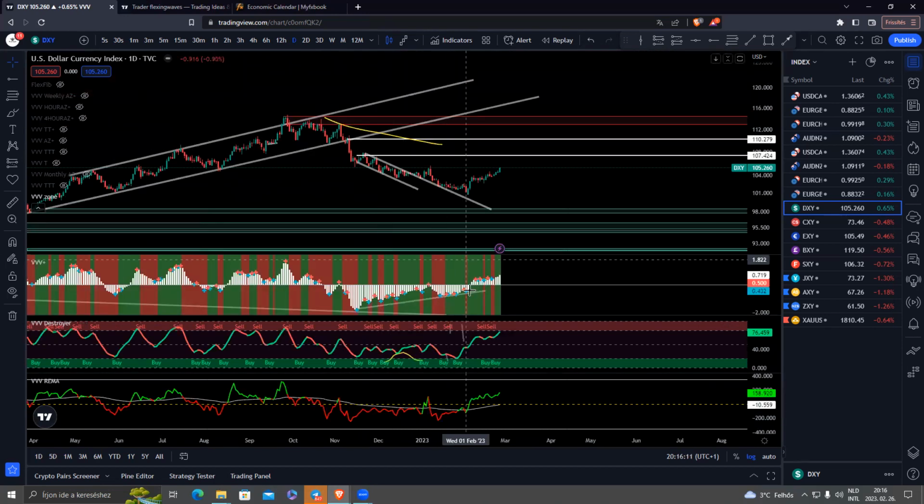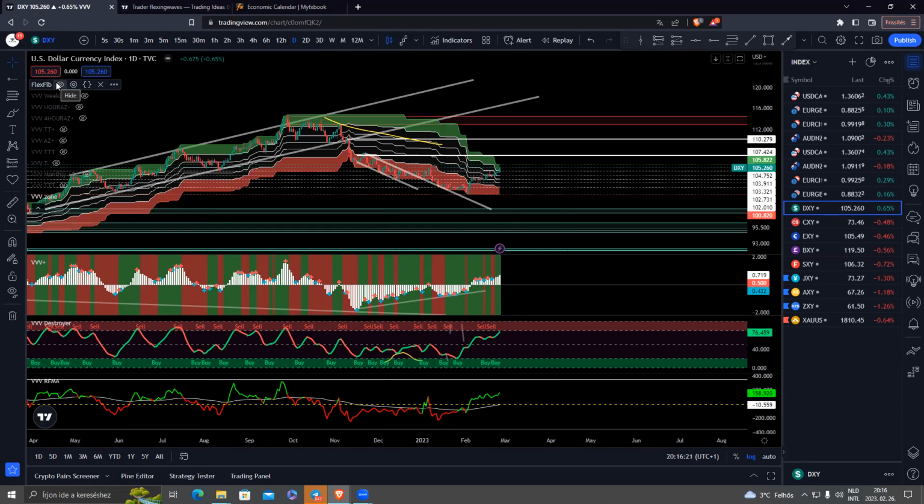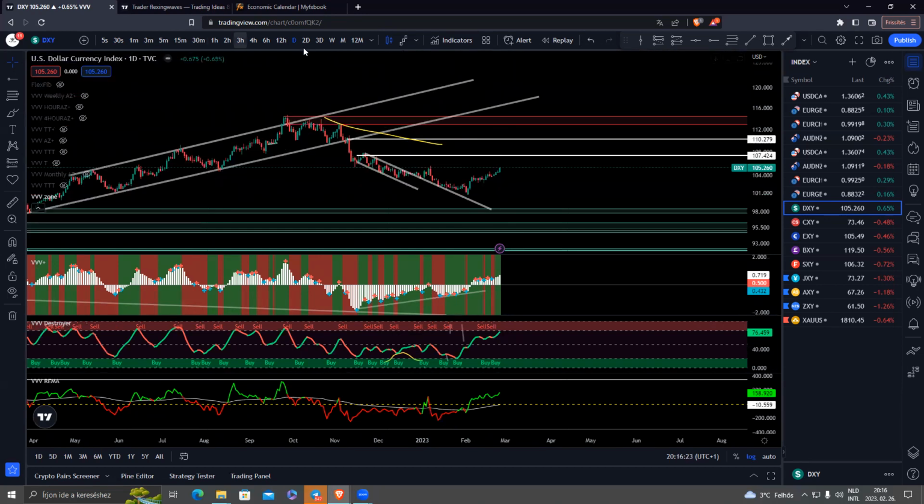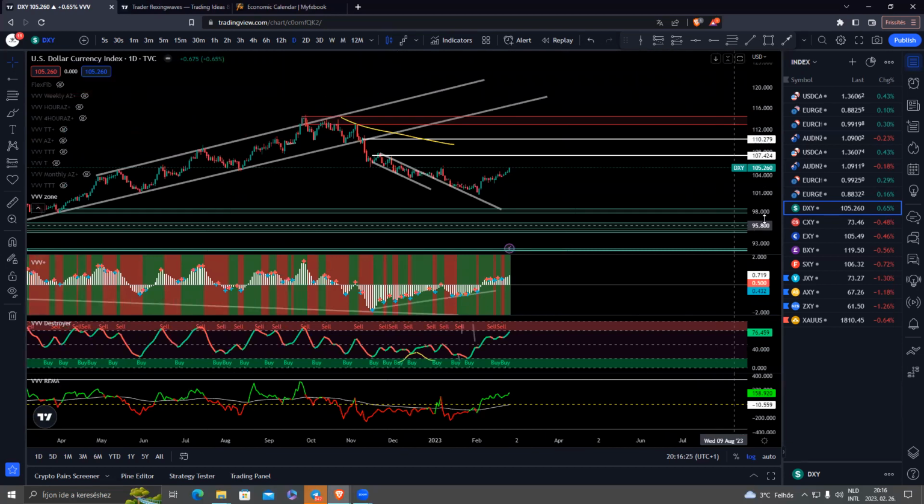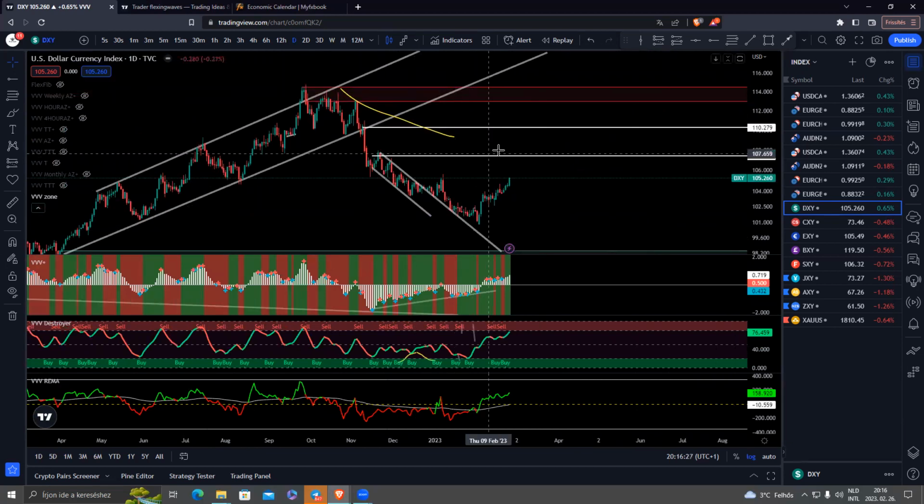Some place to go. Right, I think here will be the first stop. Let's see on the fib. Okay, the fib is far away, kind of, but this is the target.